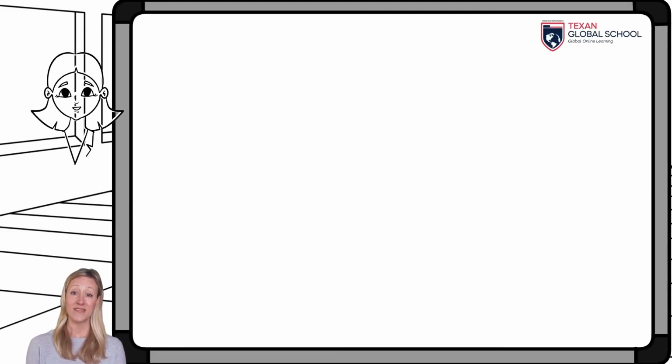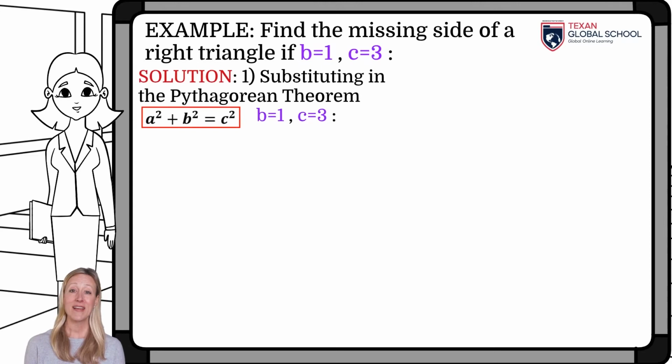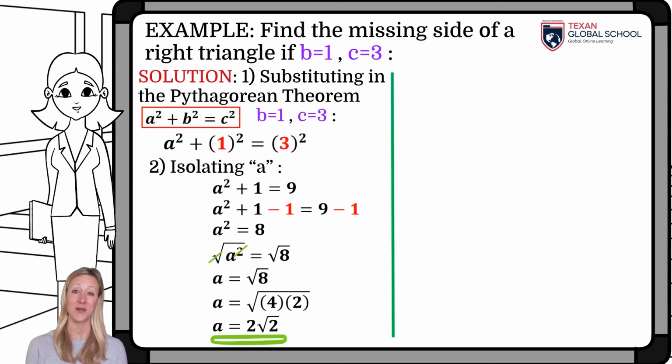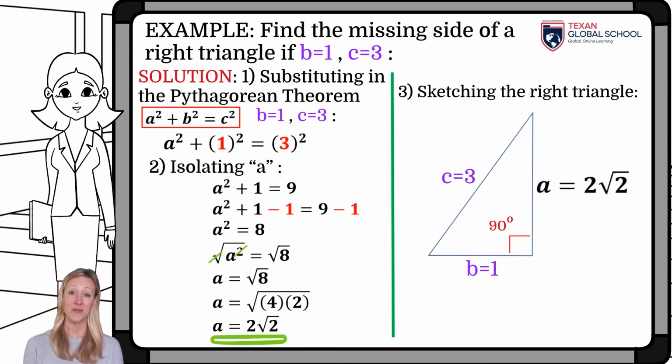In this following example, we will find the missing side of a right triangle. One of the legs is given as B equal to 1, and the hypotenuse C equals 3. Substituting in the Pythagorean theorem, we must isolate the other leg A, which results in the square root of 8, whose standard form is 2 times the square root of 2. This irrational number is approximately 2.8, which is less than the hypotenuse. Let us sketch the right triangle with the lengths of each of its legs and the hypotenuse.